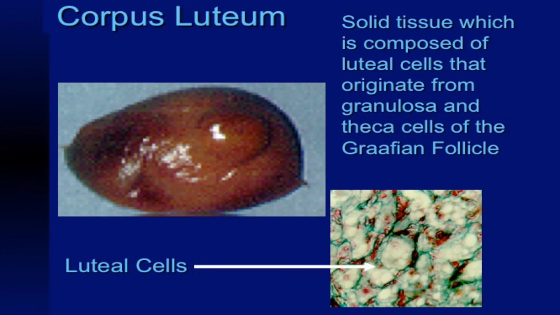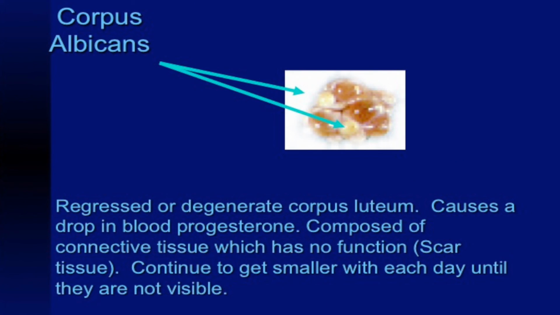And then finally the corpus luteum, we've discussed it, and this picture shows that solid tissue, that yellow mass there, which is the corpus luteum. And then the corpus albicans, there's another picture of an ovary there, and the albicans are just that white tissue. It's almost like a scar tissue is one way that I like to describe it. And then they'll finally regress back into the ovary as well.